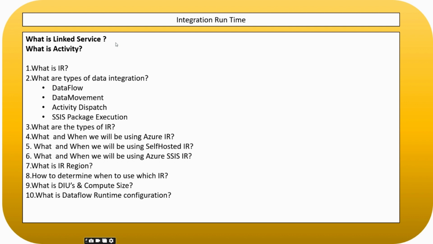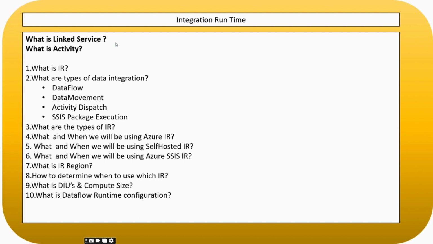There are a few internal types of IRs. If you take data flow, a separate IR is required, which we call the data flow runtime. If I want to extract the data and I don't want to do any transformation, and just push the data into the destination, then copy is more than enough, right? You are just copying data from one place and putting it in another place. For this, the copy activity is enough.